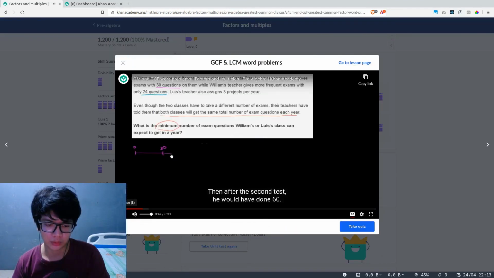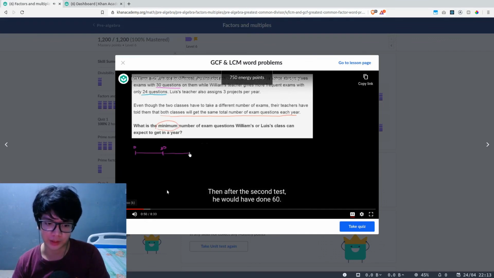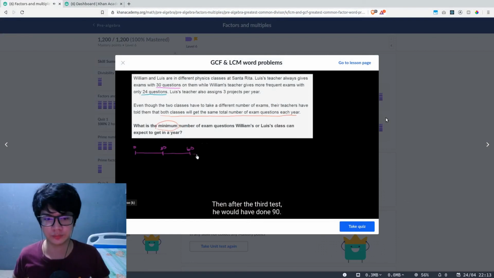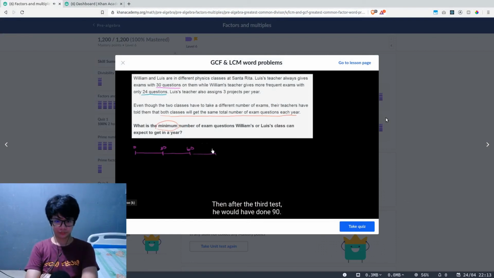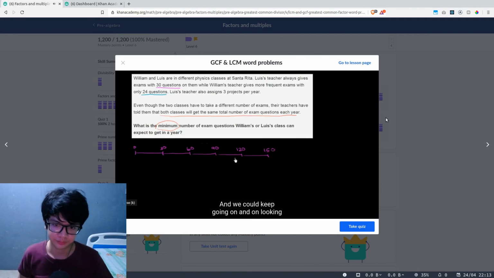Then after the second test, he would have done 60. Then after the third test, he would have done 90. And after the fourth test, he would have done 120. And after the fifth test, if there is a fifth test, so this is if they have that many tests, he would get to 150 total questions. And we could keep going on and on looking at all the multiples of 30. So this is probably a hint of what we're thinking about. We're looking at multiples of the numbers. We want the minimum multiple, or the least multiple.